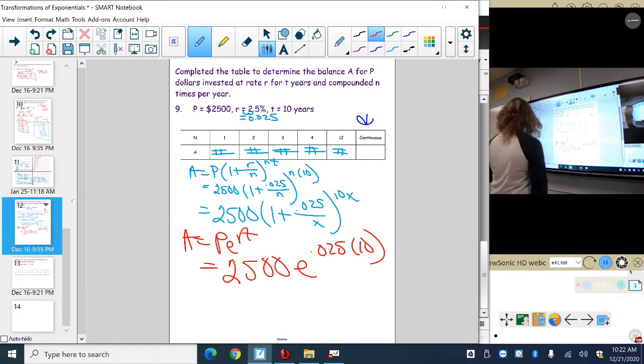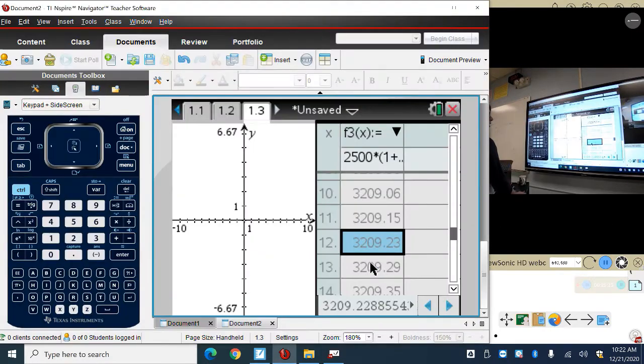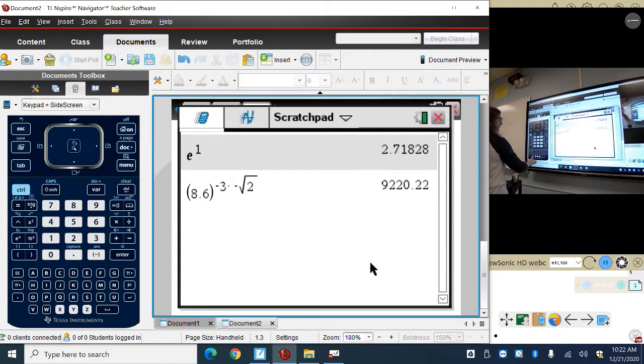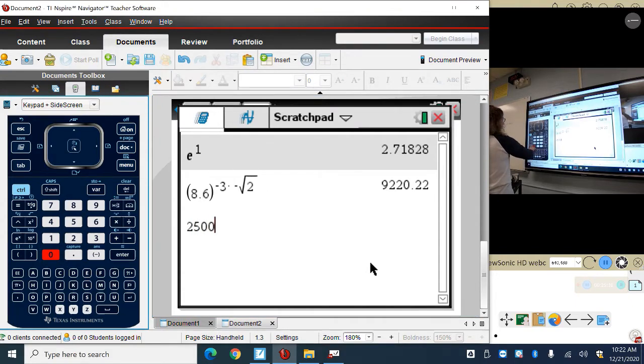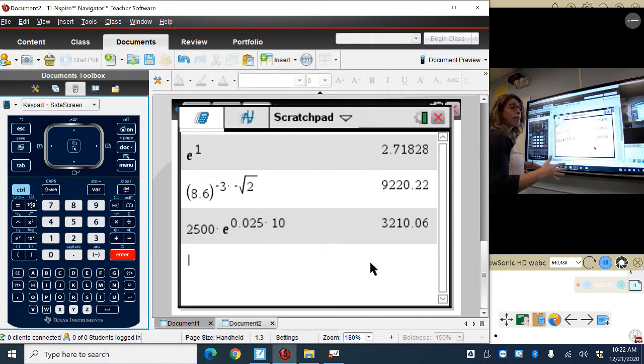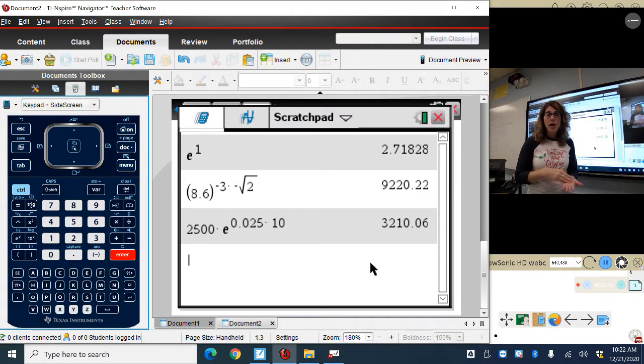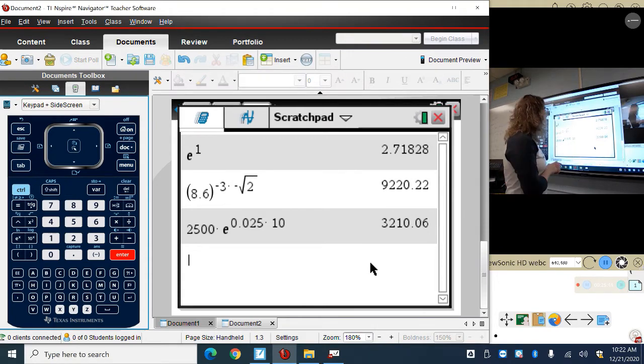So you literally are going to come over here to your calculator, and I'm going to type in 2,500, and then pull the e right there, 0.025 times 10, and hit enter. And that means if I'm compounding every minute of every hour of every day for 10 years, and I leave it in that account, I will go from $2,500 to $3,210.06 in 10 years.